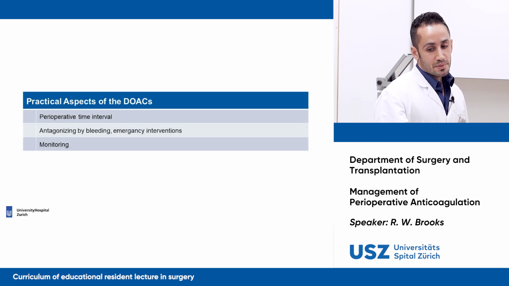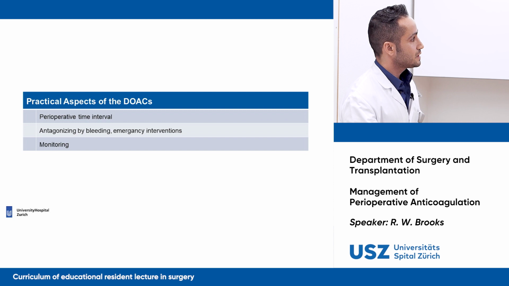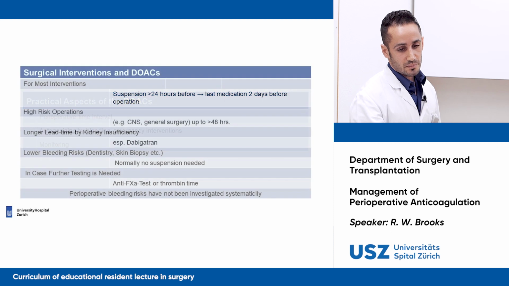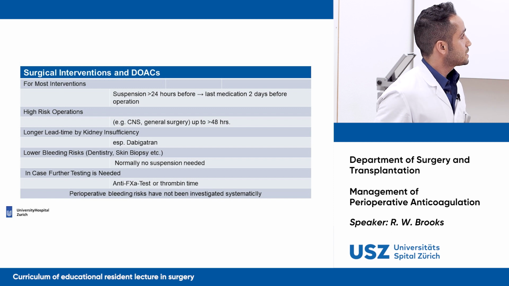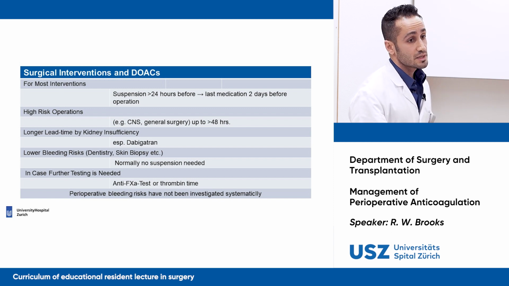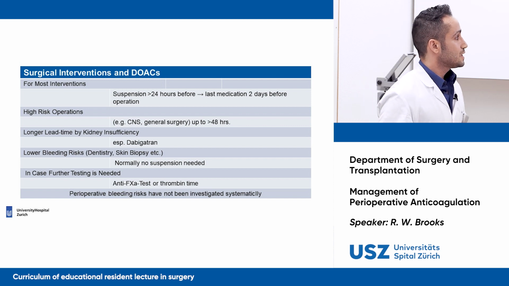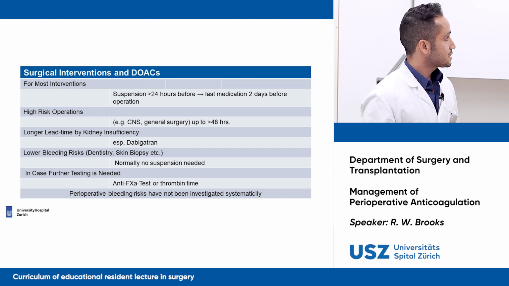There are practical aspects about the DOACs: the perioperative time interval, antagonizing in case of bleeding, especially in emergency interventions, and the way of monitoring them. For surgical interventions, in most cases a suspension of over 20 hours is enough for this group of medication. It means that the patient has to take the last dose about 2 days before the operation. In the case of high-risk operations, like in the central nervous system or general surgery, they recommend suspending the medication over 48 hours before the operation.